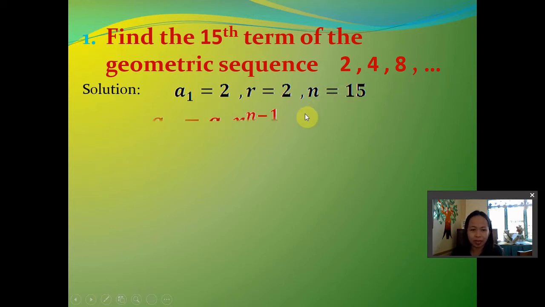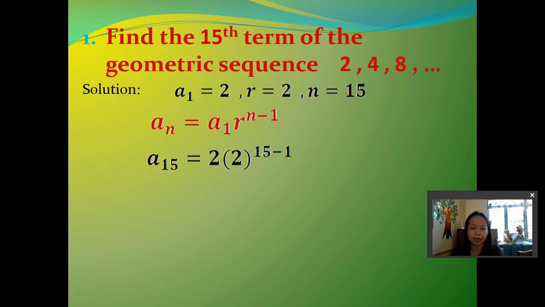Now, applying the formula, the nth term of a geometric sequence, we will substitute the given information. So our n is 15. Our first term is 2. Our common ratio, r, is also 2, so this r here will be replaced with 2. Then our exponent is 15 minus 1. Take note, we will be looking for the 15th term.